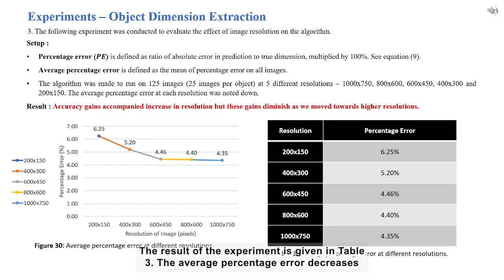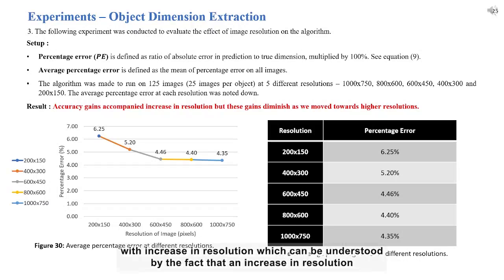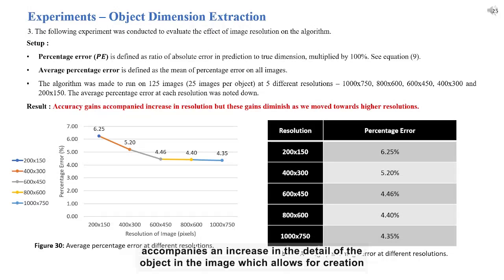The average percentage error decreased with the increase in resolution, which can be understood by the fact that an increase in resolution accompanies an increase in the detail of the object in the image and allows for creation of more accurate bounding box.